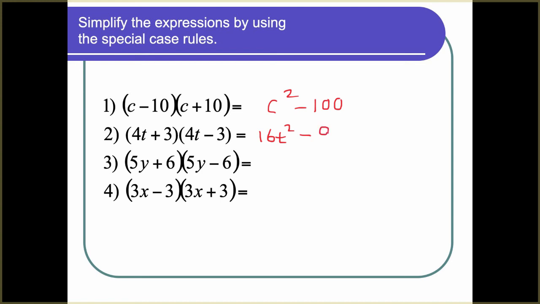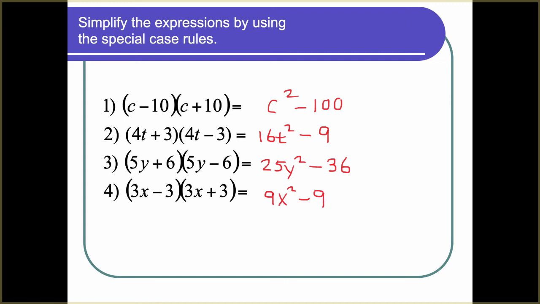3 squared is 9. For number 3, we have 5y plus 6 times 5y minus 6. We square the first term, so 5y squared is 25y squared. We subtract, we always have a minus sign, and 6 squared is 36. And lastly, we have 3x minus 3 and 3x plus 3. 3x squared is 9x squared. Minus the last term squared, 3 squared is 9.